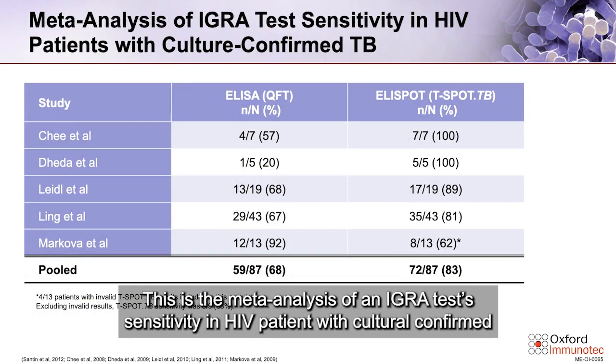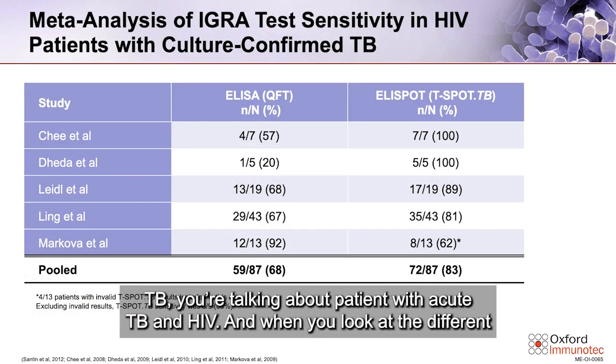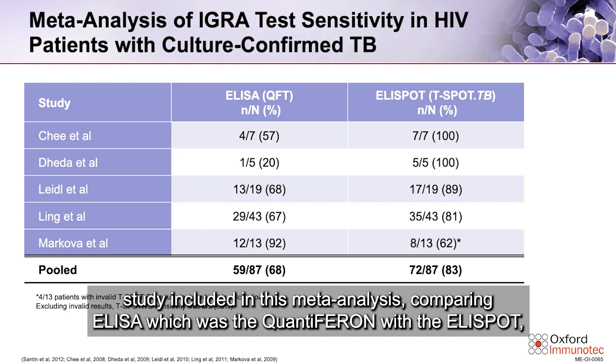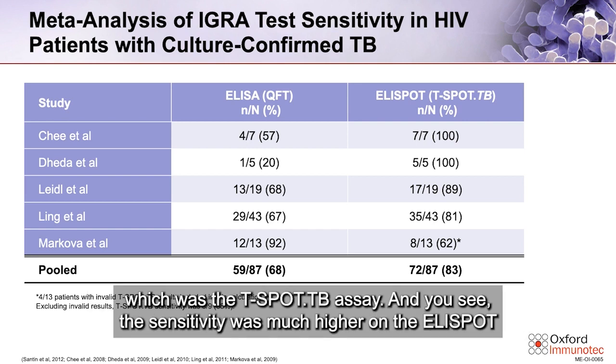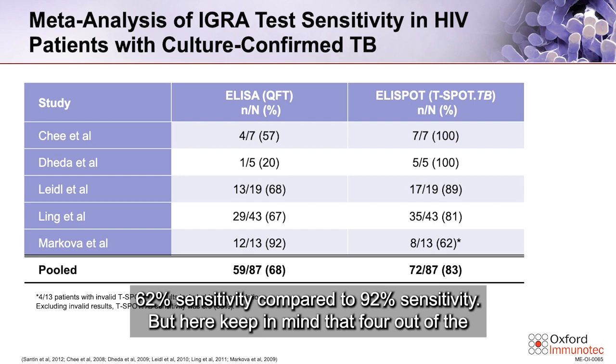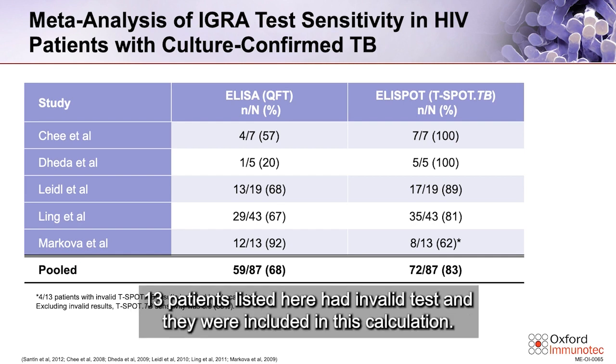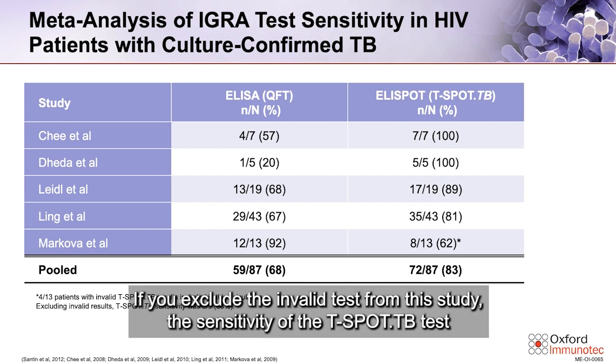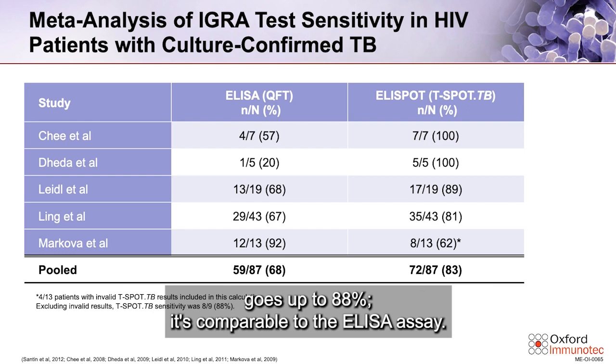This is the meta-analysis of IGRA test sensitivity in HIV patients with culture-confirmed TB. Here we're talking about patients with active TB and HIV. When you look at the different studies included in this meta-analysis, comparing ELISA, which was the QuantiFERON, versus the ELISpot, which was the T-spot TB assay, you see that the sensitivity was much higher on the ELISpot assay across the studies, except in the last study from Markova et al., where it was only 62% sensitivity compared to 92% sensitivity. But here, keep in mind that 4 out of the 13 patients listed here had invalid tests, and they were included in this calculation. If you exclude the invalid tests from this study, the sensitivity of the T-spot TB test goes up to 88%. It's comparable to the ELISA assay.